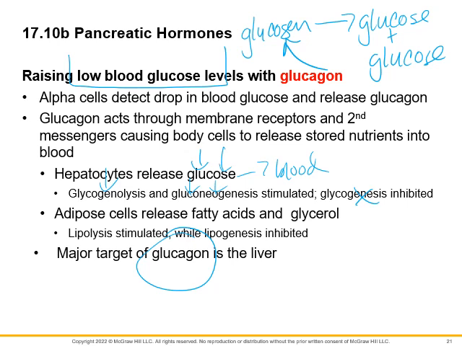So what's the stimulus trigger? Low blood glucose levels. Where's glucagon released from? The pancreas. Where does glucagon go? Liver. What does it do when it gets there? Breaks glycogen down into individual glucoses and releases them into the blood.